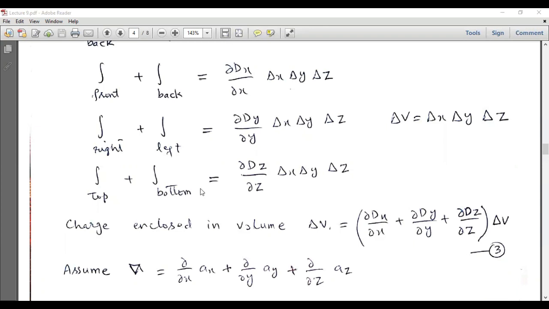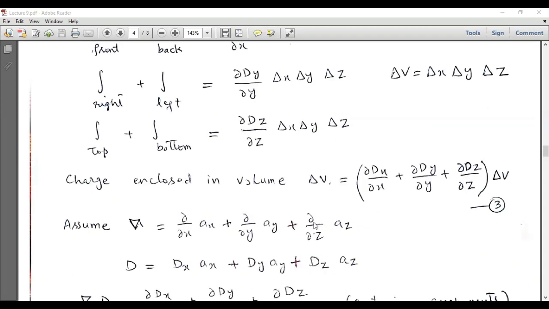And according to Gauss's law, all these integrations are actually equal to the charge enclosed in volume delta v. So this is equal to these three partial derivatives, and delta x delta y delta z can be taken as common, and it will become delta v, right?